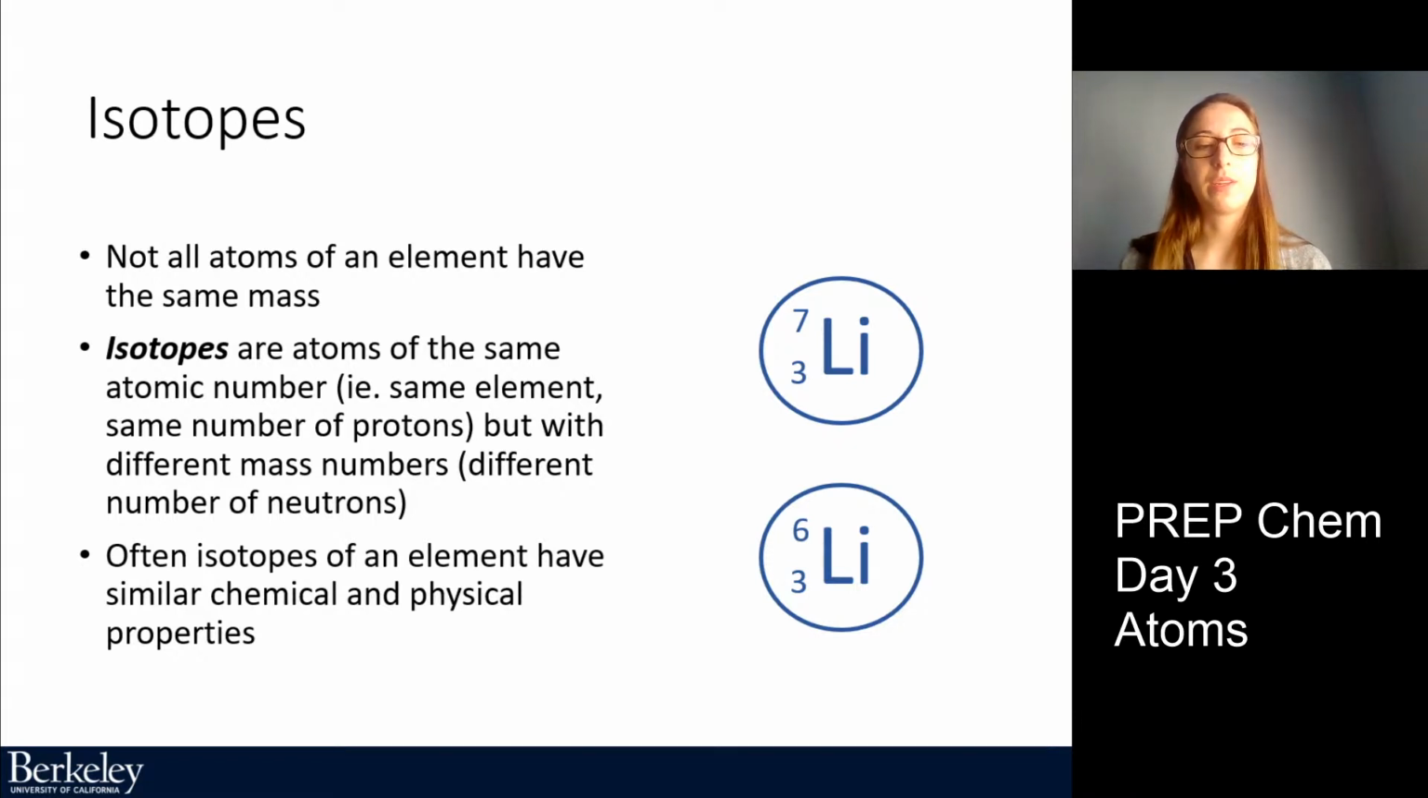Often isotopes of an element are pretty similar chemically and physically, but it's good to keep in mind that they do exist. Here I have shown 2 different isotopes of lithium. You have one that has a mass number of 7, and that would have 4 neutrons, and one that has a mass number of 6. This means it only has 3 neutrons.